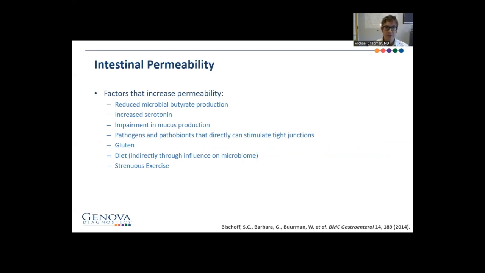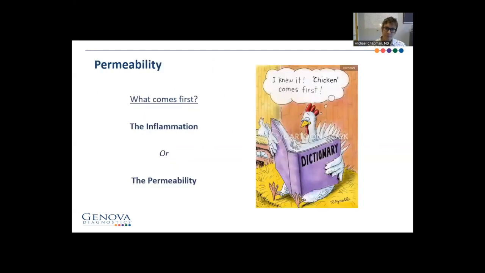Things that increase permeability are a reduced butyrate production. Butyrate's a short-chain fatty acid that we'll go into. We measure it on the GI effects test. Increased serotonin production is a problem with permeability. Impaired mucus production, pathogens secreting their toxins will cause permeability problems. Gluten all by itself can cause permeability issues. And then diet and strenuous exercise are also things that impact permeability. But going back to the chicken and the egg question too, what actually comes first? Is it the leaky gut, the permeability, or is it the inflammation?